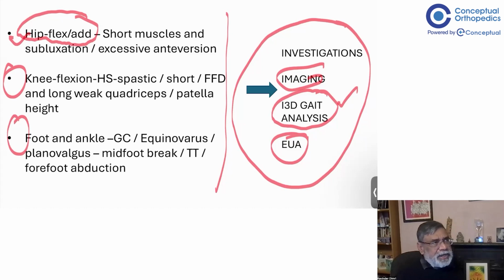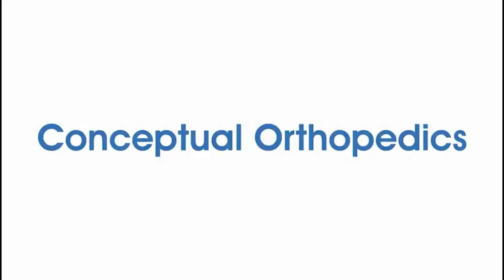And if you are still in doubt, then you put this child to sleep, and most of the time the whole spasticity will disappear when the child goes under. Then you know whether it's pure contracture or spasticity. So the third thing is EUA. So what are the 3 investigations you do? You do X-rays or CT scan, you do gait analysis, and you do EUA.